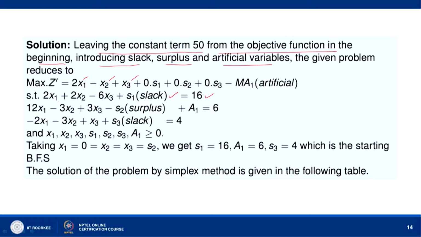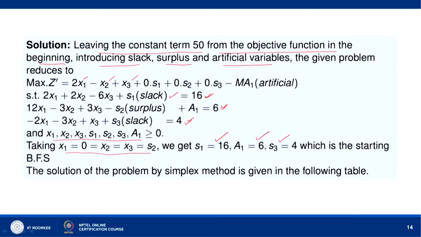We have 3 equations here, and we have 7 variables. So, we take 4 variables as zeros: x1 equal to 0, x2 equal to 0, x3 equal to 0 and s2 equal to 0. Because if instead of s2 you take a1 equal to 0, we will get s2 equal to minus 6. Then what we will get, s1 will come out to be 16, a1 will be 6, and s3 will be equal to 4.